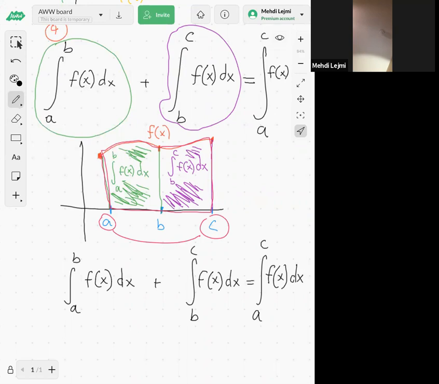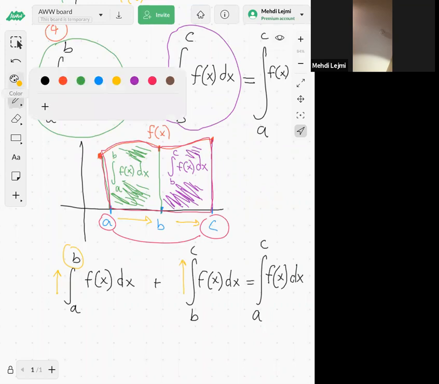All right. And of course, guys, here be careful. The position of your B is very important. So first you go from A to B, right? You go from A to B, and then you go from B to C. So then the sum would be this one here, the region from A to C, right?